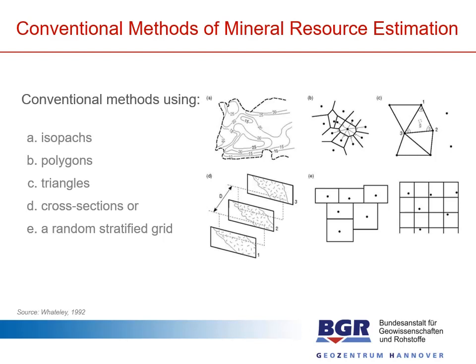Here are some conventional methods of mineral resource estimating. Conventional methods can use A, isopatches, so levels with the same height of something, B, polygons or triangles, you can see in C. A very popular method is of course cross sections. You can illustrate these cross sections quite well. You see a certain surface of the mineralized area, and you see the surface on the right and on the left hand side, and you can take half the distance to interpolate between these cross sections and calculate the tonnage of a mineral resource. And point E is a random stratified grid.